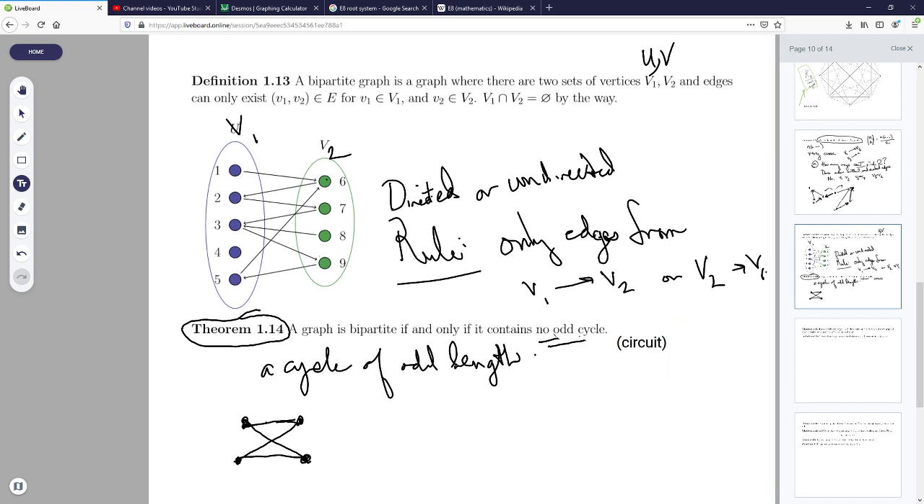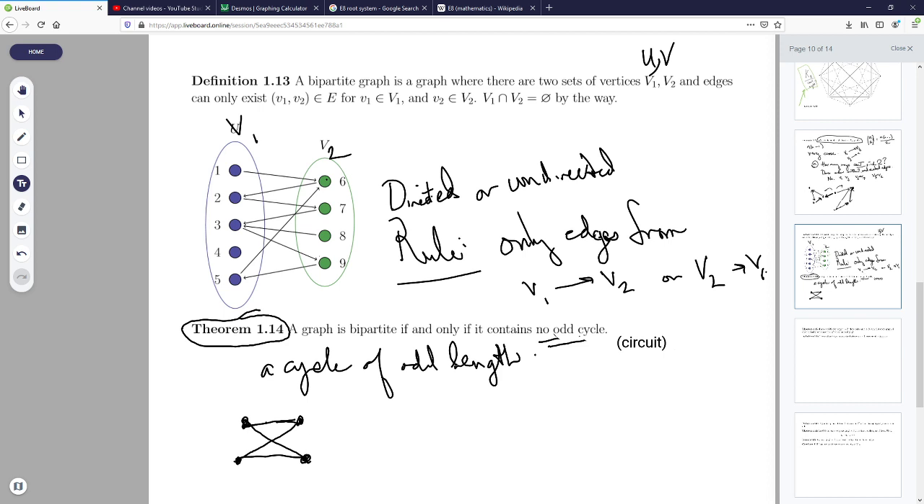Because I know that we were talking about Eulerian circuits, and here it says cycle. What's the difference? There is no difference. It's just a standard thing. Okay.